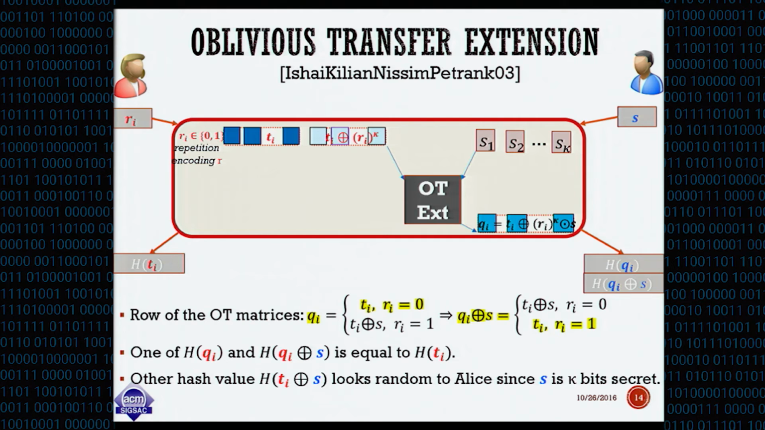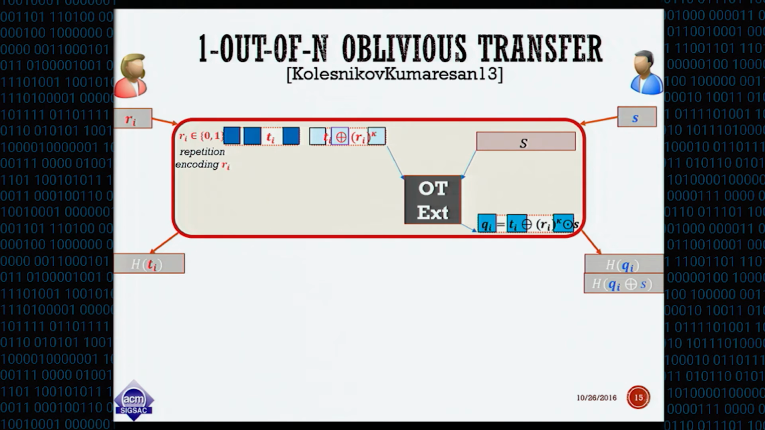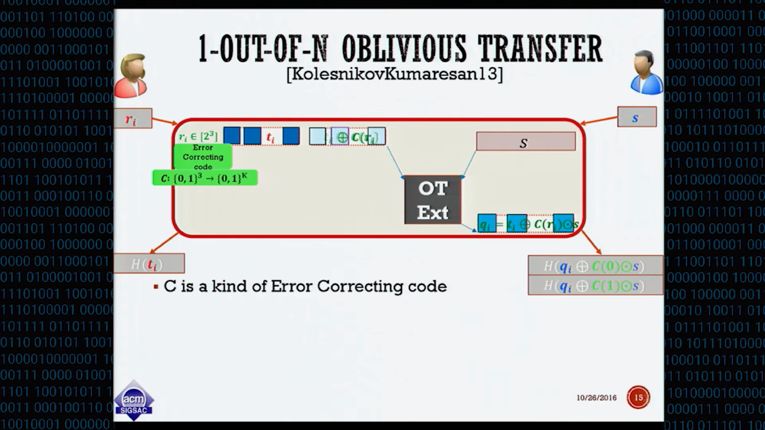So in 2013, Kolesnikov and Kumaresan found that i represents a repetition encoding in the IKNP protocol. If we say C is the K-times repetition encoding from 1 bit to K bits, here is another view of the IKNP protocol. The second row equals Ti XOR C of i, and Qi equals Ti XOR Ci times X, and Bob computes two hash values. So now, instead of the repetition encoding, they replace C with a kind of error correcting code. So their protocol can work for any i with a length up to 8 bits.